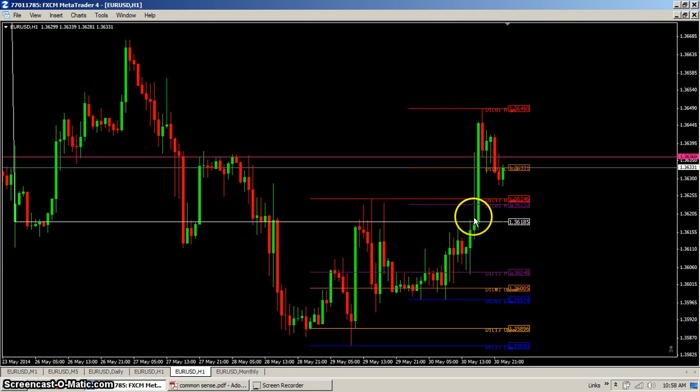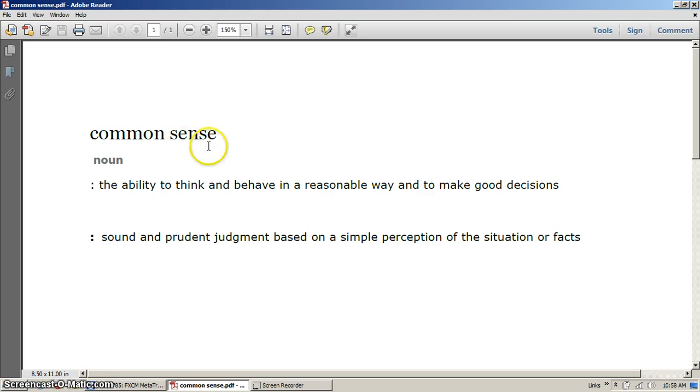Now, moving on to the next day, you can see it tested it again and rejected it. But this time when it broke through, it had a huge breakthrough. So maybe you were hesitant. Maybe you didn't enter that trade. But once again here, using common sense, you said, well, hey, if it broke through once, maybe it'll break through again. And you could have had a nice run. Once again, common sense, sound and prudent judgment based on simple perception of the price or price action.